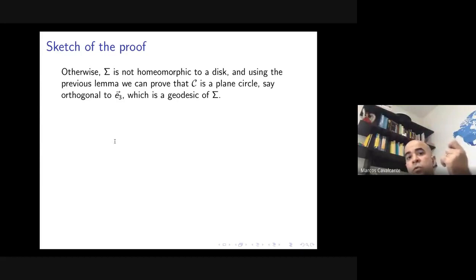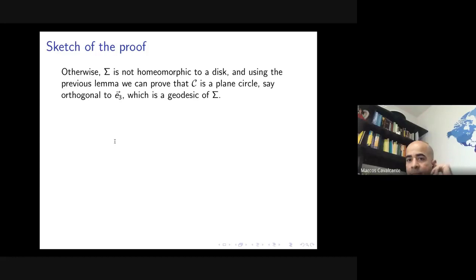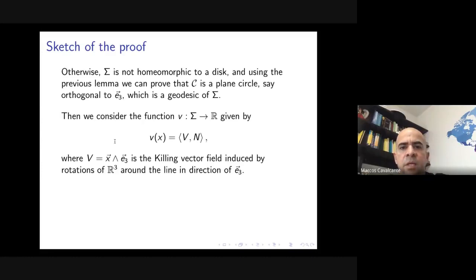If we don't have a strict inequality, I mean, if the equality holds at some point, then sigma is not homeomorphic to a disk. And using the previous lemma, we can prove that C is a plane circle, say orthogonal to the E3 direction. And also, this circle is a geodesic of sigma. And then we consider this function V, which is the inner product of the unit normal with the Killing vector field induced by the rotations around the line direction E3.